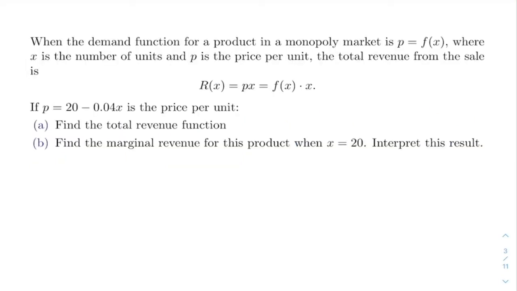Let's see an example. They're saying that the price for a product in a monopoly market is given by a function f of x, then the revenue function will be given by the price times the number of units that I'm selling. So if the price is 20 minus 0.04x, then first find the total revenue function, and secondly find the marginal revenue for this product when x is equal to 20 and try to interpret this result. Pause the video and give it a try on your own, and then we will check it all together.